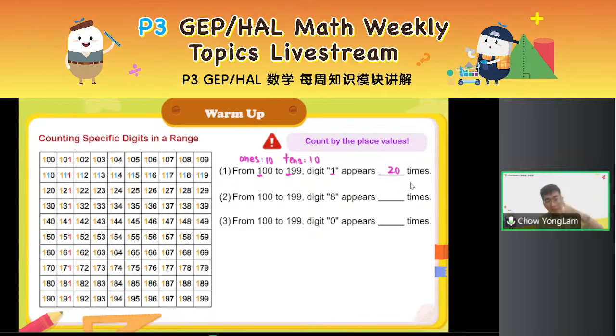100 to 199. Did my 1 only appear in the ones and the tens? No, right? Because you see every number, 1 is at the hundreds. All these numbers have 1 at the hundreds place. So how many times does 1 appear in the hundreds? It will be 100 times. So it's an additional 100 times. So pay attention to the hundreds place.